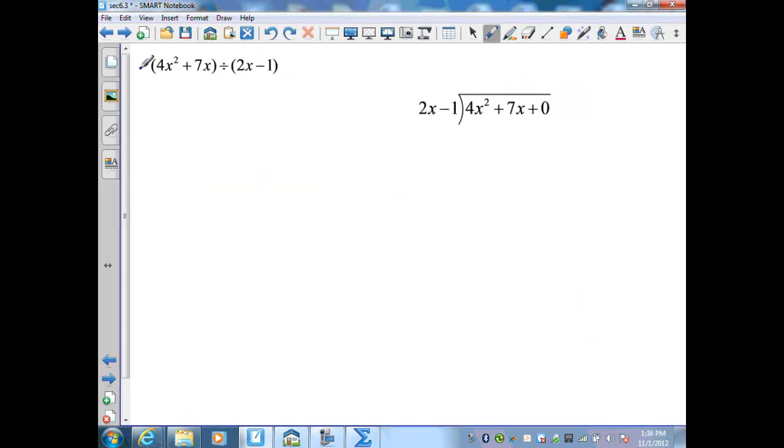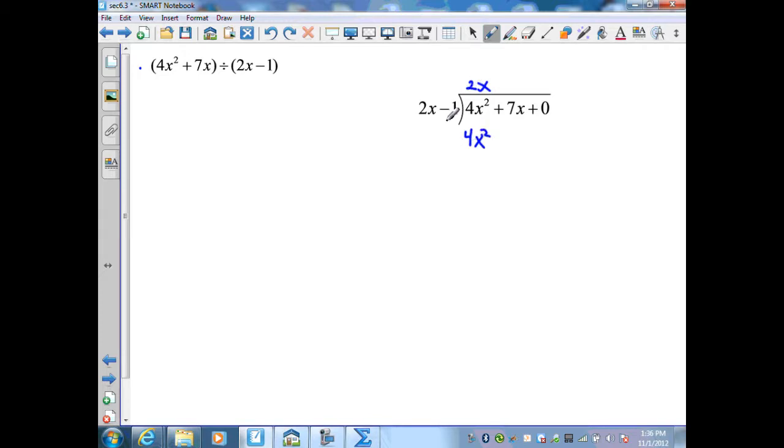In our next example, our dividend is 4x squared plus 7x, and our divisor is 2x minus 1. We can see that this is descending order, but I'm missing an element of that order, which is our constant. So when I set up our example, I have to put this in descending order, but I have to put a place value in for my constant. Therefore, it's 4x squared plus 7x, and the placeholder is 0. Now I perform the same operations I did on the previous examples. 2x times what gives me 4x squared? That would be 2x. 2 times 2 is 4, x squared.